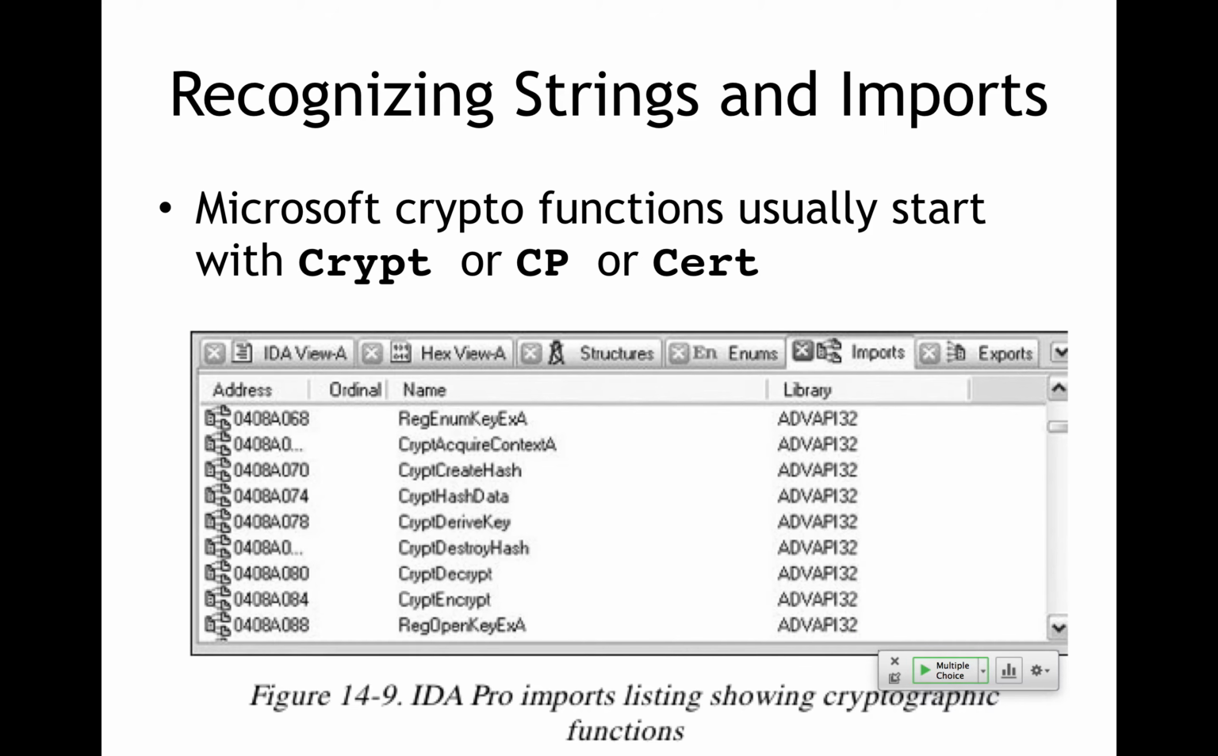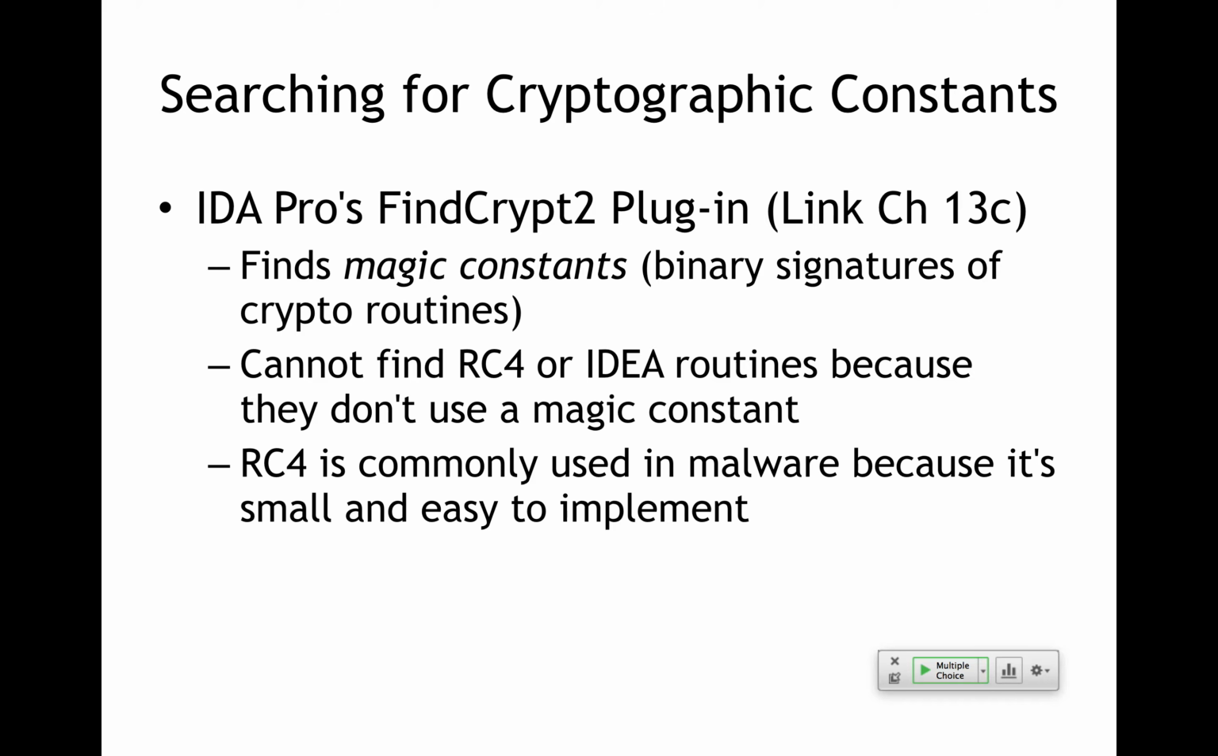So Microsoft crypto functions start with Crypt or CP or Cert, so you'll see them here. Here's CryptAcquireContext, CryptEncrypt, CryptDecrypt. So if they're using Microsoft libraries, you can spot them that way. You can also search for common cryptographic constants. A lot of cryptographic procedures require certain numbers. And there are magic constants, binary signatures, that work pretty well. The only problem is RC4 and IDEA do not use a magic constant. So there is nothing to search for that will always find it.